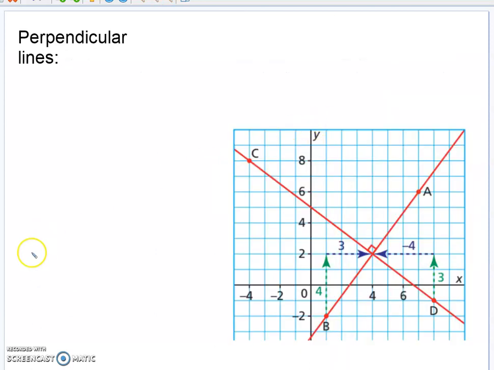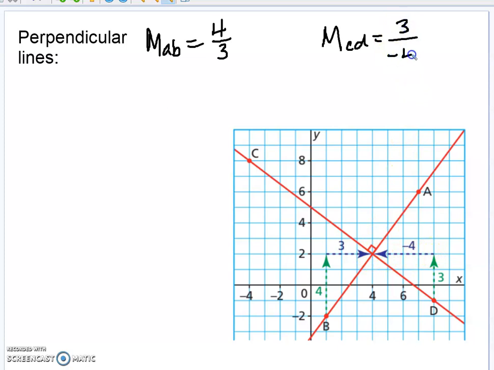So let's move into perpendicular lines. Let's look at what happens to the line AB with its slope, and let's look at what happens to the line CD with its slope. So AB, here we're rising 4, and we're running 3. So it's going to be 4/3. But then for CD, we're rising 3, but then we're running negative 4. So this time we have 3 divided by negative 4. So we need to figure out how these two are related.